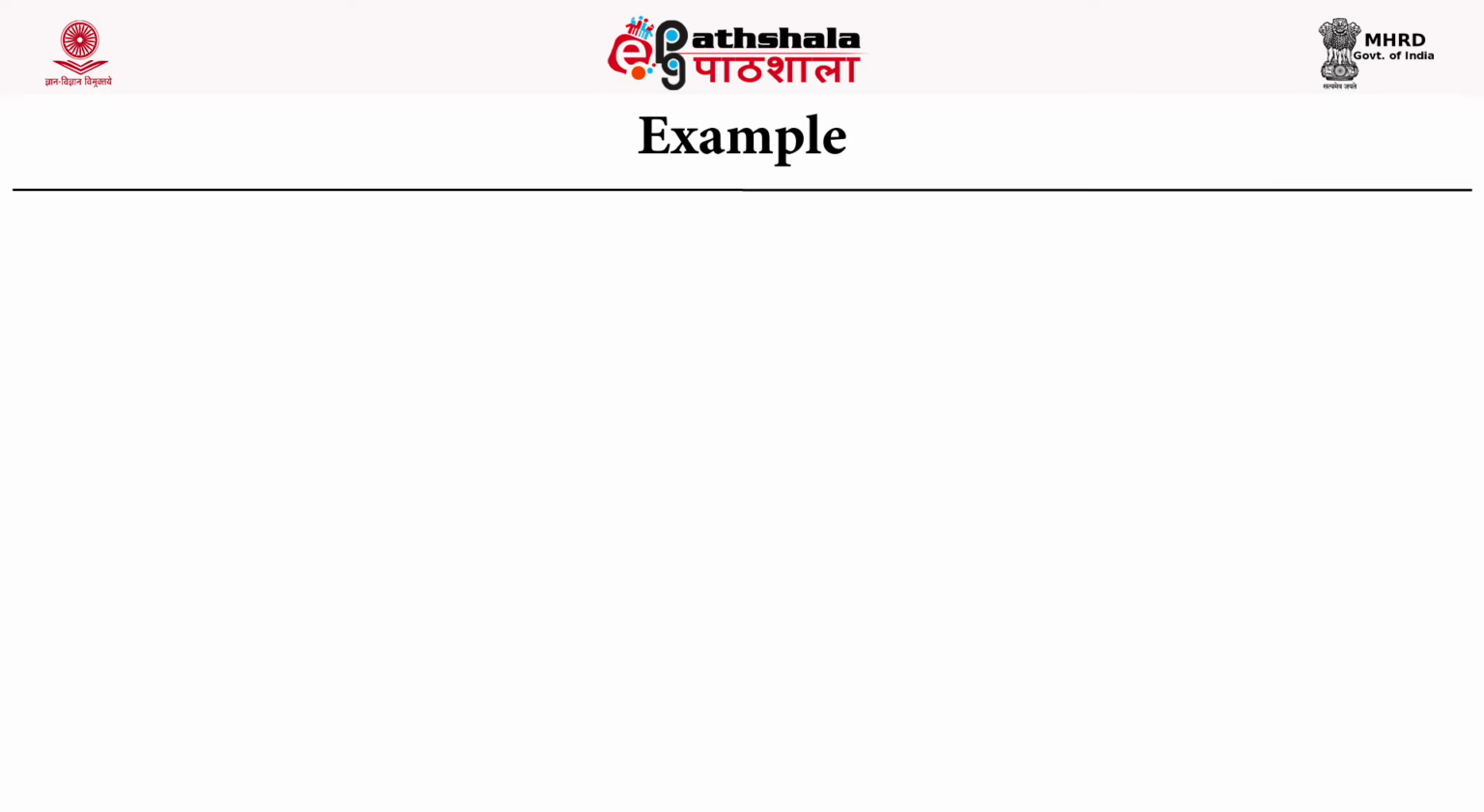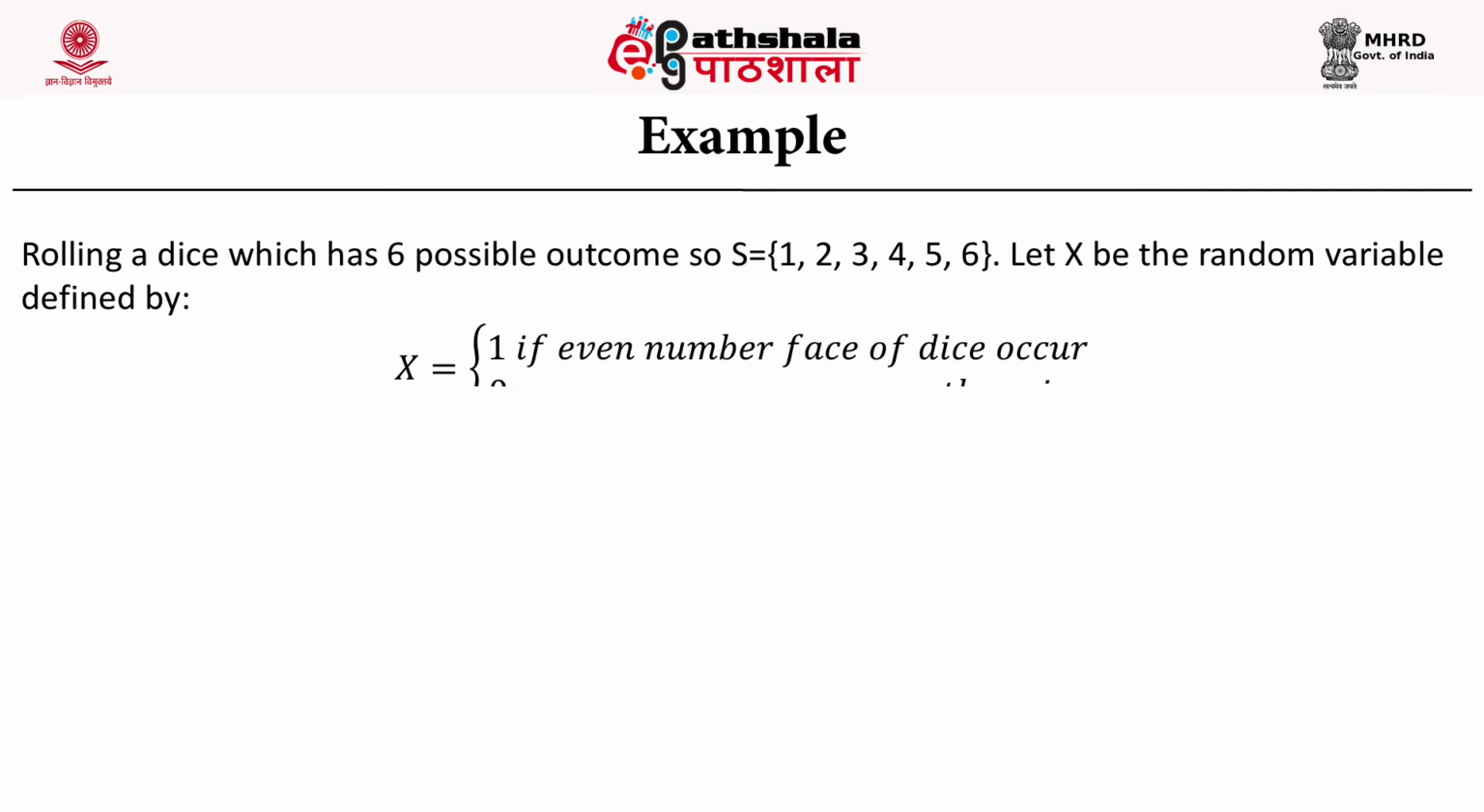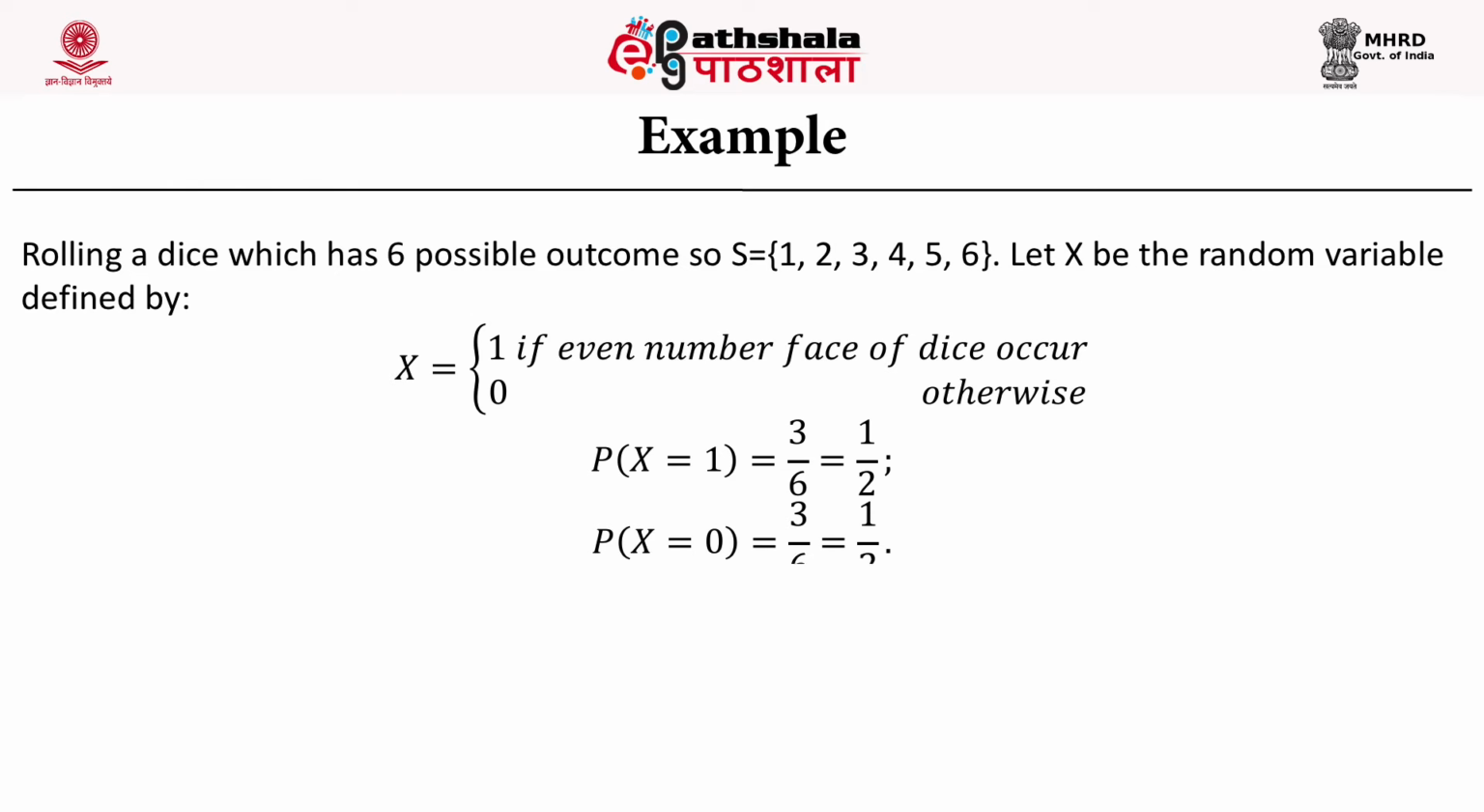For example, let us suppose we roll a dice which has 6 possible outcomes, and the sample space is given here as 1, 2, 3, 4, 5, 6, and let X be the random variable, defined in such a manner that it takes value 1 if an even number face of the dice occurs, and it takes value 0 otherwise.